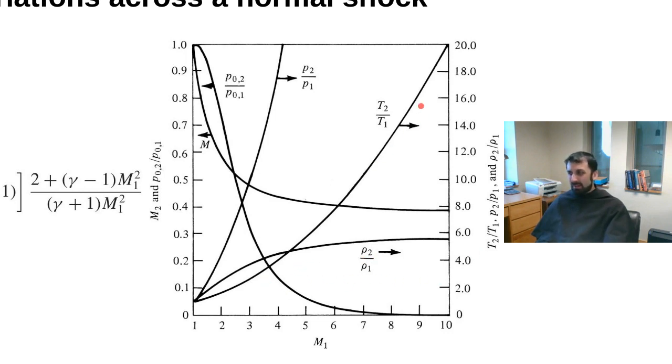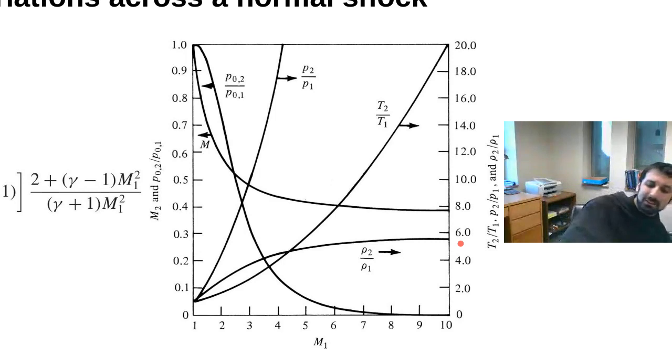So the temperature jump's pretty dramatic. We also see a pretty high density jump as well. This last curve down here. So if we want to sum that up, if we're looking at what happens to flow across a normal shock, we're looking at a drop in Mach number and total pressure, but we're looking at an increase in static pressure, static temperature, ambient temperature, and density.